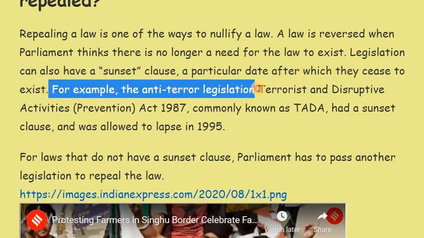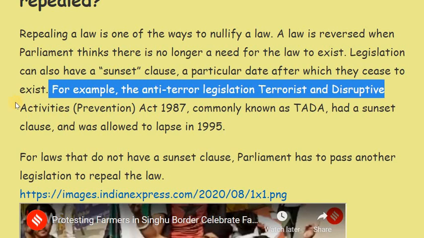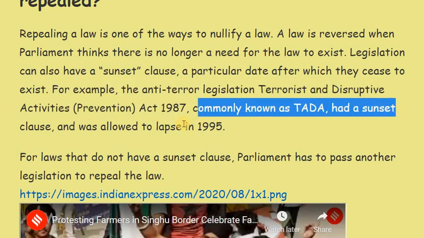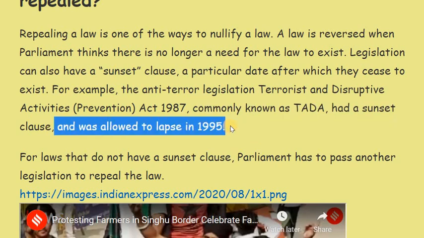For example, the anti-terror legislation, Terrorist and Disruptive Activities Prevention Act 1987, commonly known as TADA, had a sunset clause and was allowed to lapse in 1995.